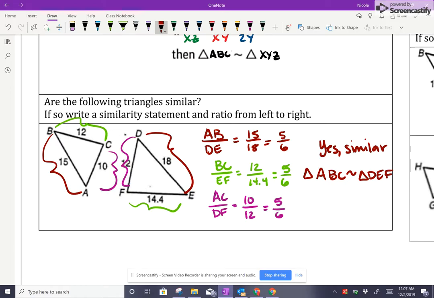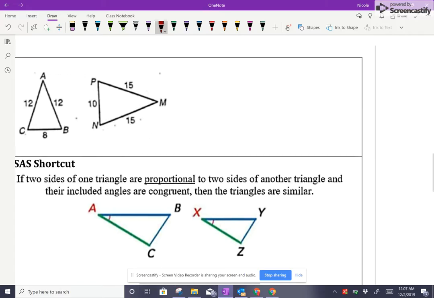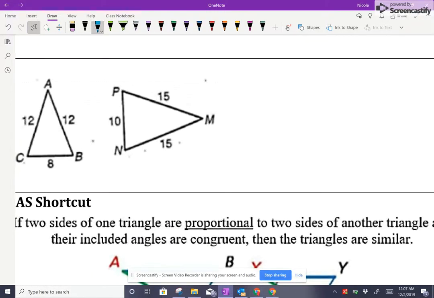Okay, so let's look at another one, see if we can follow the same steps. One thing I notice here with these triangles is I have AC being 12 as well as AB being 12. So these two sides are congruent. So what kind of triangle do I have? It's isosceles, which means that these two angles are going to be congruent to each other. And if I look at my second triangle, PM is going to be congruent to NM. So those two are congruent to each other as well. So I have another isosceles.